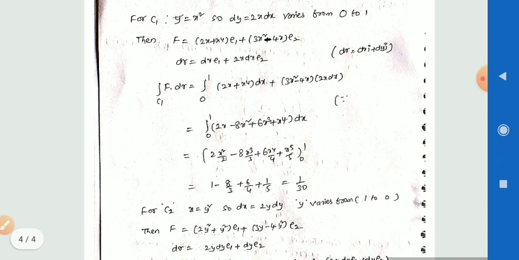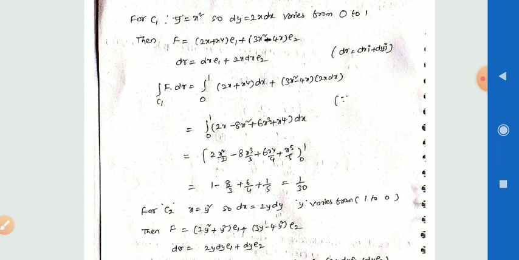For C1, y is equal to x square, so by differentiation we get dy equal to 2x dx, and x varies from 0 to 1. Then f is equal to (2x plus x square squared, that is x power 4) e1 plus (3x square minus 4x) e2. Here the position vector r is equal to xi plus yj plus zk, so dr is equal to dx e1 plus 2x dx e2.